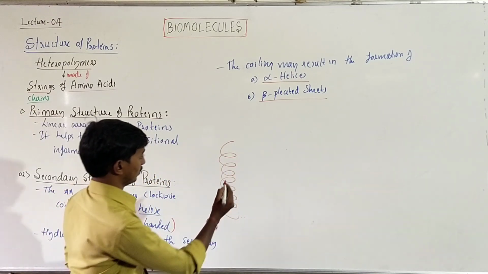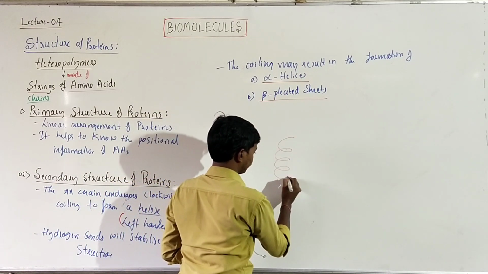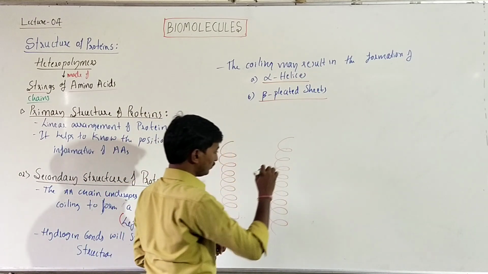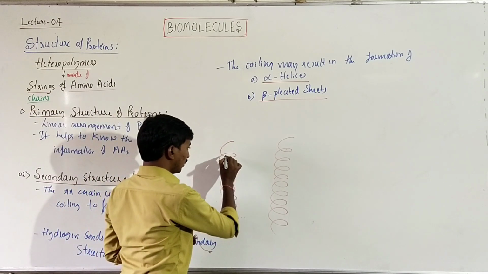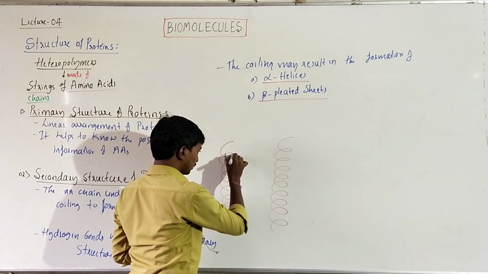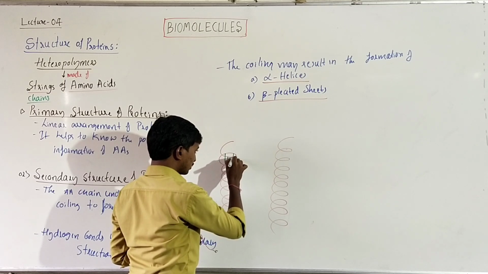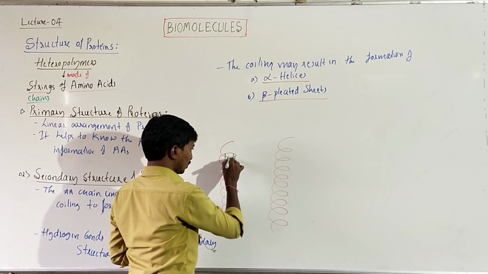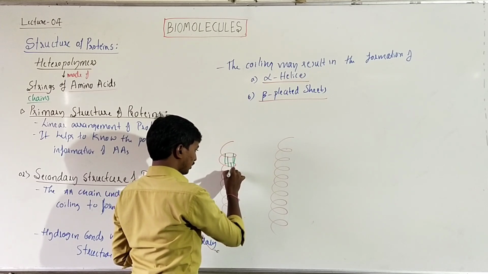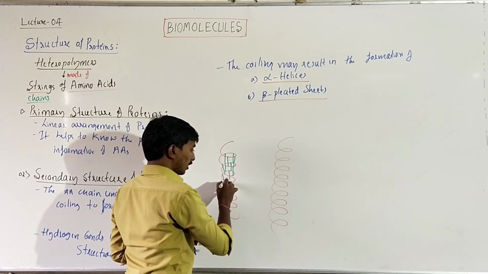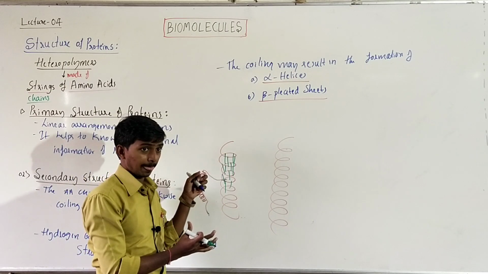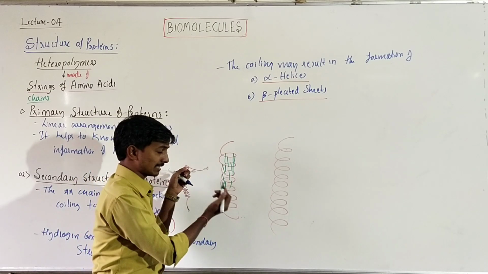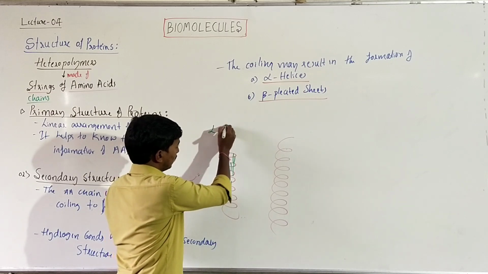Better we have one more. So when bonds are made between this and this, this and this, this and this, lastly this and this, this continues till reaching the next. So it cannot be unwound. It is completely a helix. It is called a helix, alpha helix.